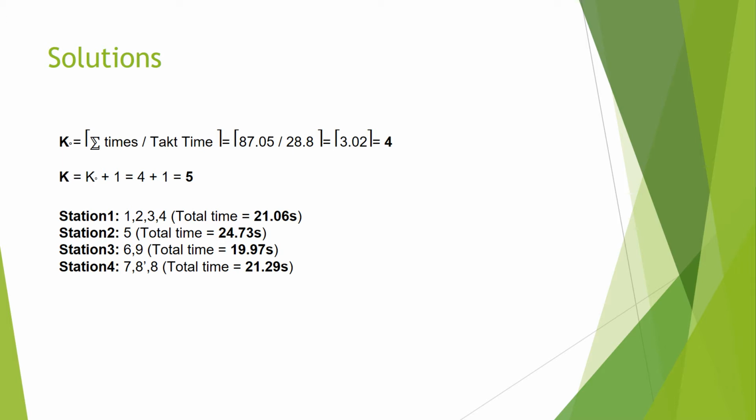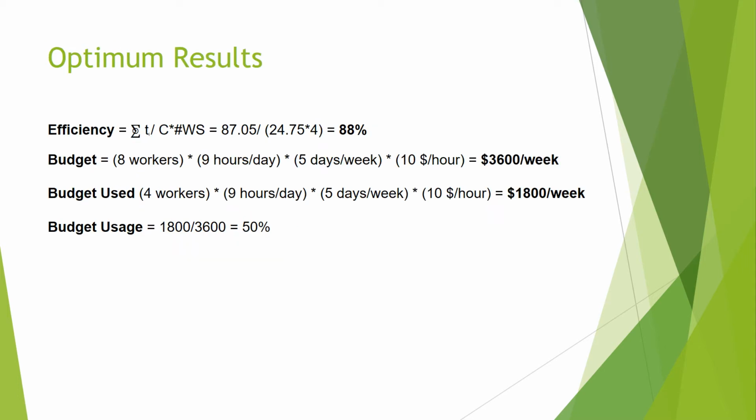Using our calculations, we found that the K0 for this production line was 4. However, as you can see, 3.02 is barely over 3, which alludes to the fact that later on we could potentially get our K0 down to 3 workstations, which would cut our costs.